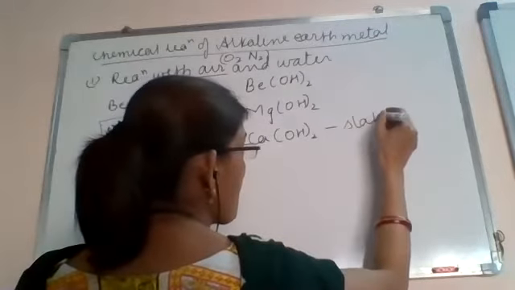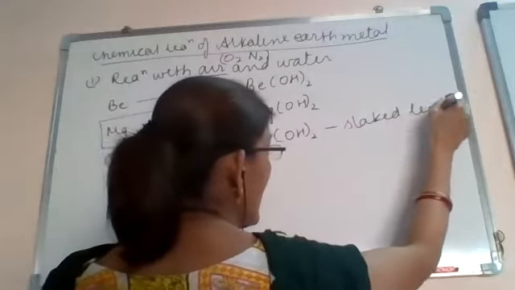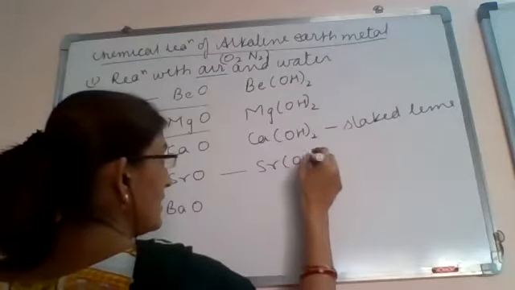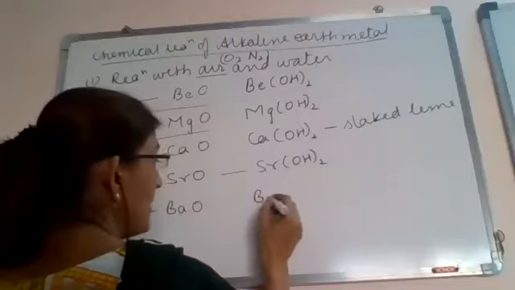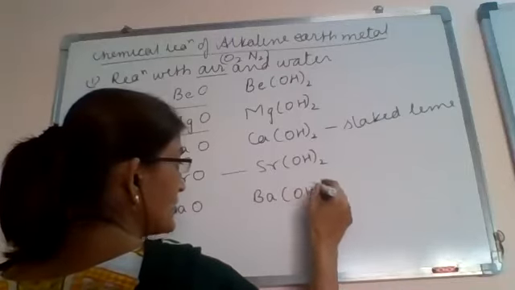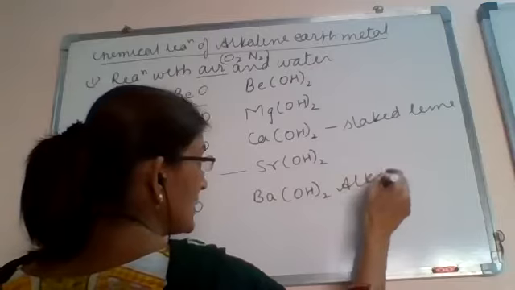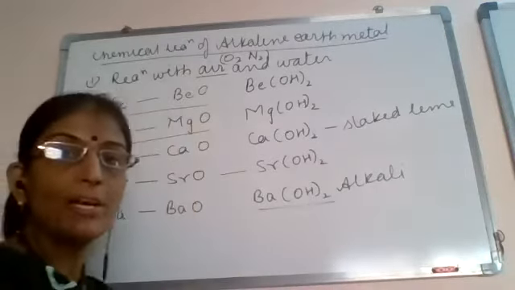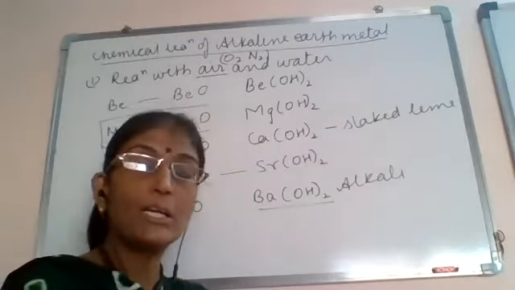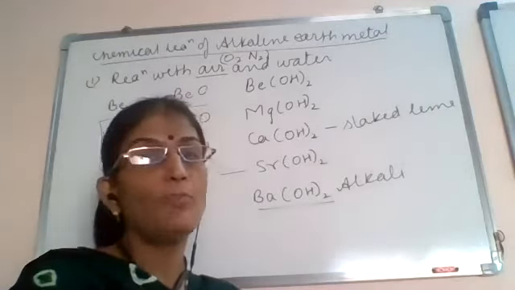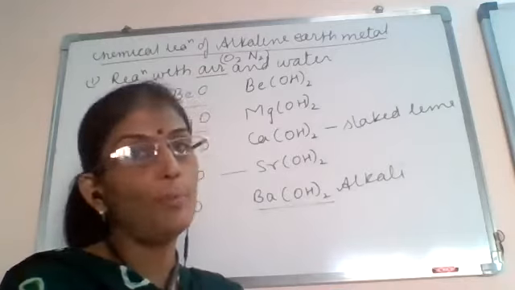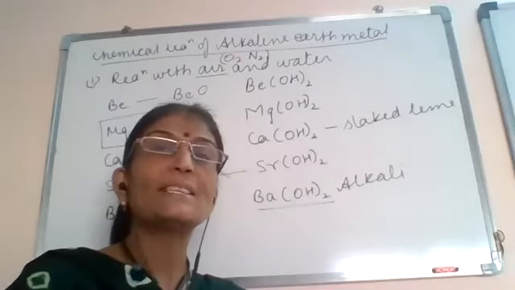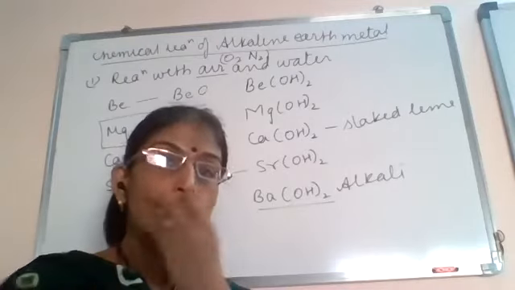Slaked lime. The common name is slaked lime. Then strontium hydroxide and barium hydroxide. Barium hydroxide is also known as an alkali because it is soluble in water. A strong alkali, like NaOH and KOH, strong base is a strong alkali. Barium hydroxide is also a very strong alkali, very strong base. What is the difference between base and alkali? The bases that are soluble in water are known as alkali.